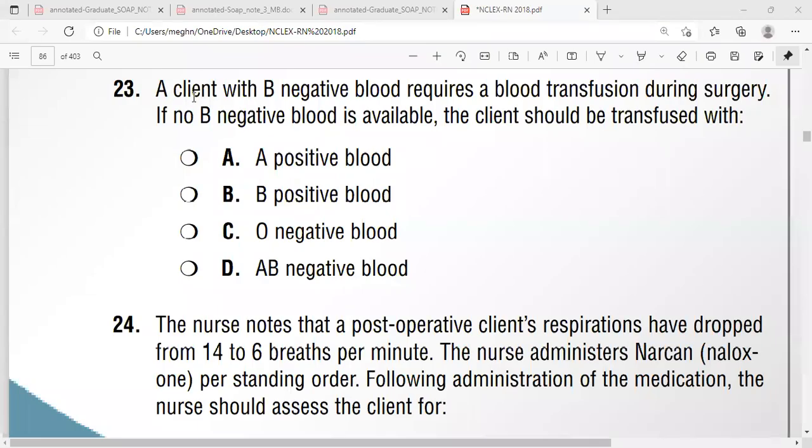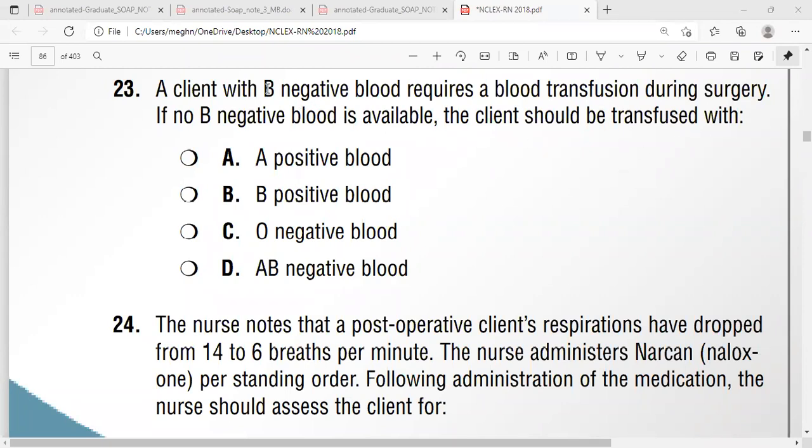So a client with B negative blood requires a blood transfusion during the surgical operation. If no B negative blood is available, the client should be transfused with what?